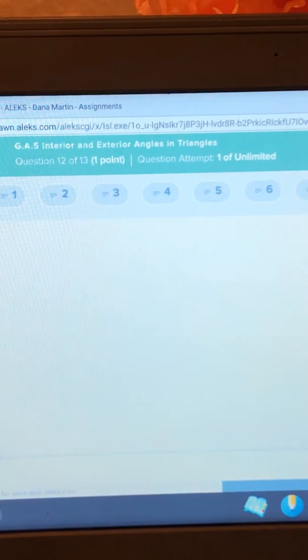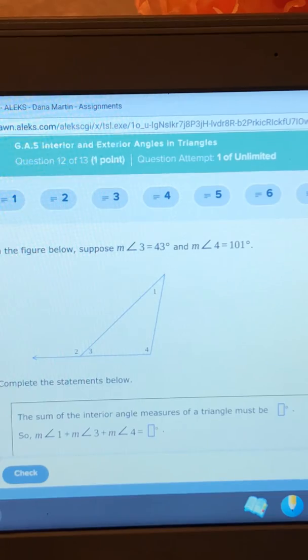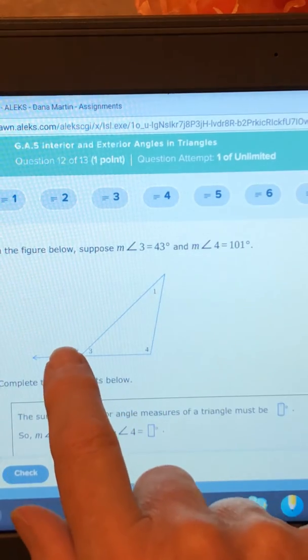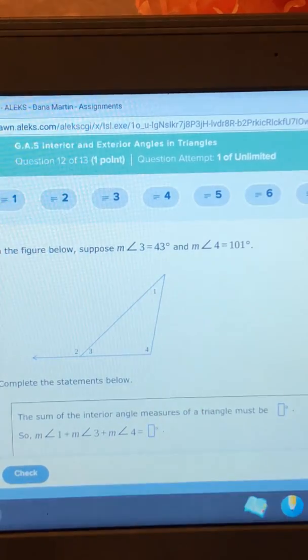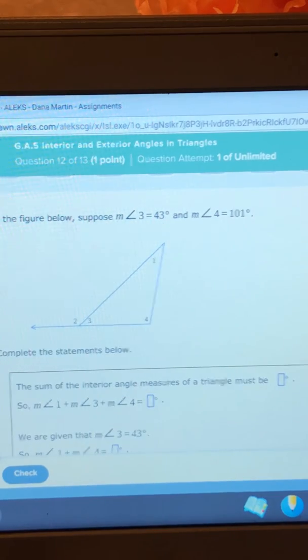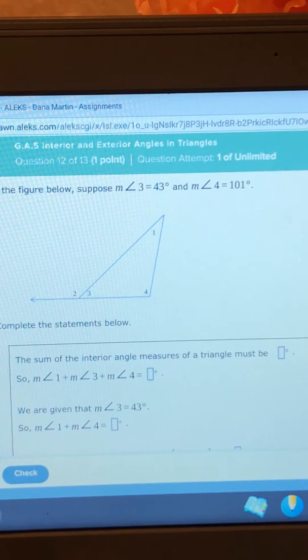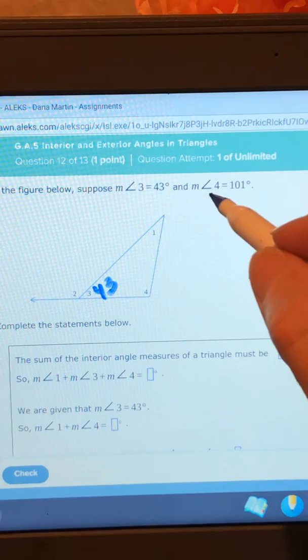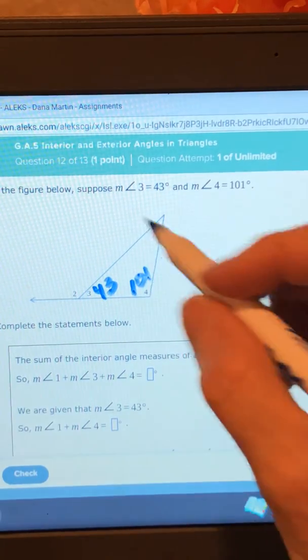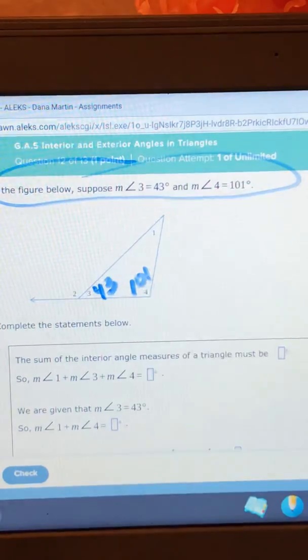We're on to number 12. Okay, now this is dealing with, remember, the exterior angles. So what are those two called? The remote interior angles, okay? All right, here we go. They're saying that angle 3, I'm going to try to get up as high as I can, is 43, and angle 4 is 101. How did I know that? Because it says it right at the top, okay?